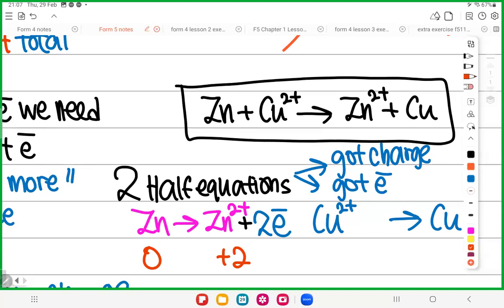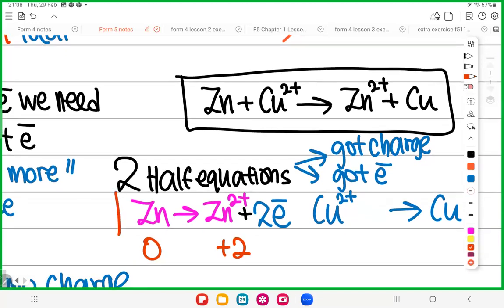Okay, guys, please let me know in the chat box. Are you okay with how I produced this half equation?